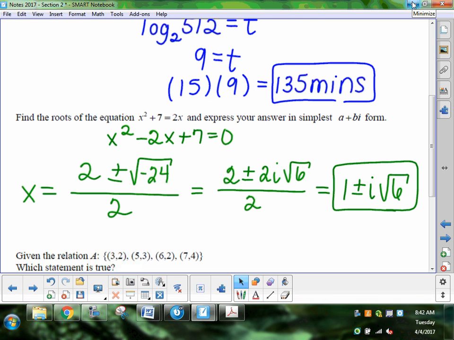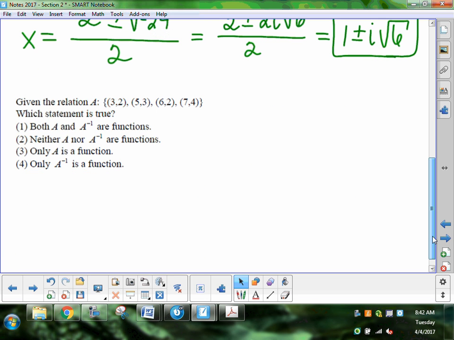Take a look, loves, at the last question. If that's the relation, which of the statements is true? Well, you need to be able to unpack something before you answer this question. What do you need to know before you can answer this question? Take a look at what's there. What do you need to know before you can answer this question?